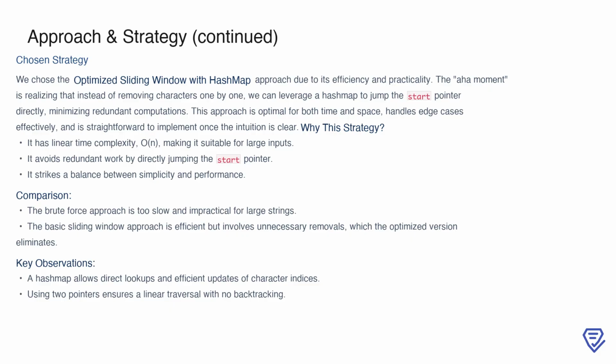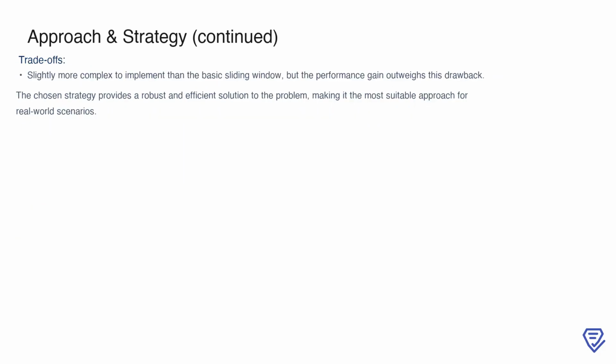By leveraging a hashmap for direct lookups and updates, and using 2 pointers for linear traversal, this strategy ensures optimal performance while maintaining clarity and robustness. Although the chosen strategy is slightly more complex to implement than the basic sliding window approach, the performance improvements it offers more than justify this trade-off.